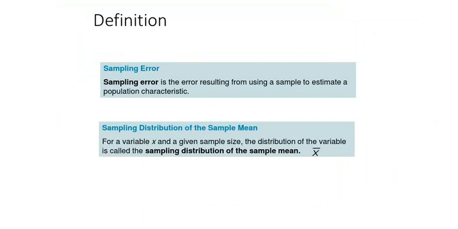The sampling error would be how far off I am from the actual population characteristic, which is the height of all males. A sampling distribution of the sample mean says that for a variable x and a given sample size, the distribution of the sample mean is called the sampling distribution of the sample mean. So if I were to find a second sample of 100 students from New England Tech, and then a third sample of 100 students, and so on, until I had a lot of samples, I would be interested in the sampling distribution of the mean of each of those samples, and what could we say about it?